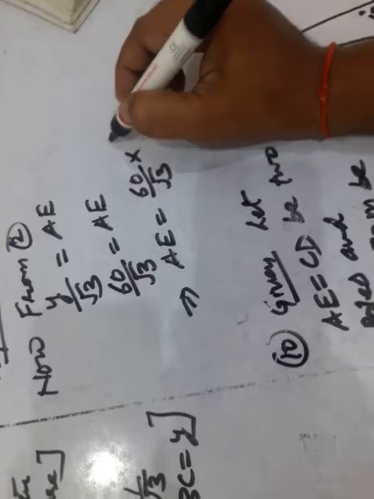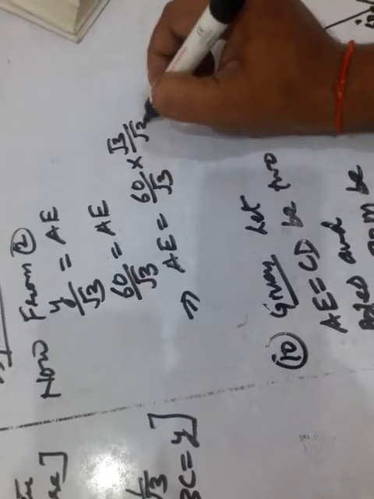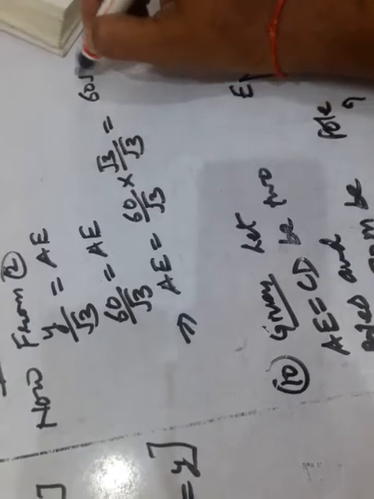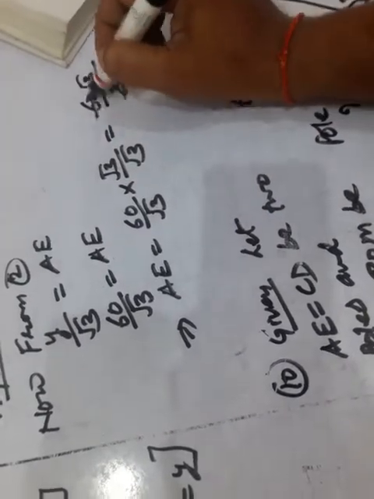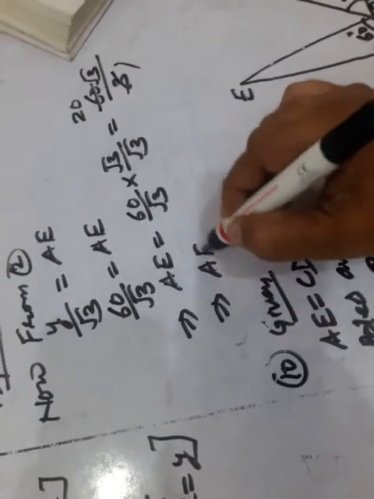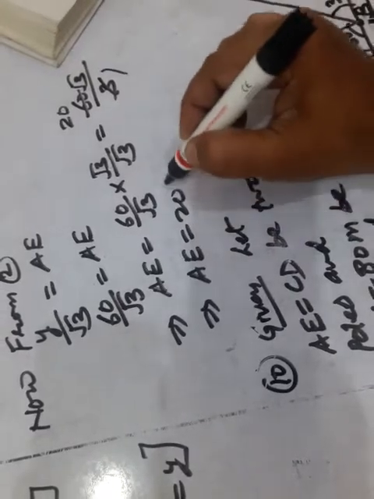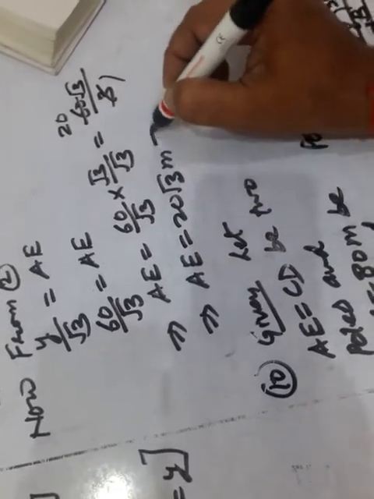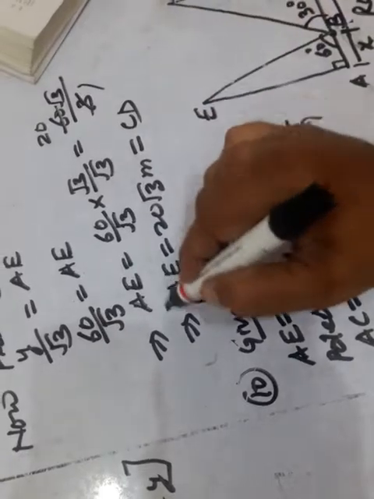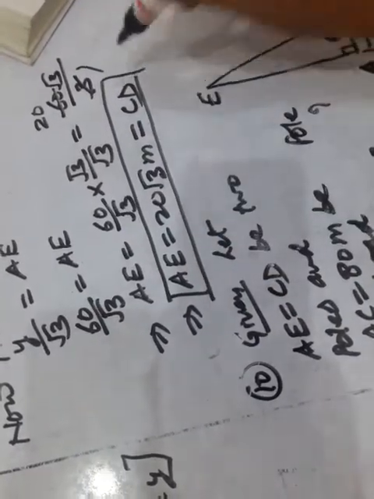Clear? And you can rationalize it by multiplying by root 3 upon root 3. That is equal to 60 root 3 upon 3. 3 ones are 3, and 3 twos are 6, and 0. This implies that AE, the height of the pole, equal to 20 root 3 meter, and AE is the same as CD.